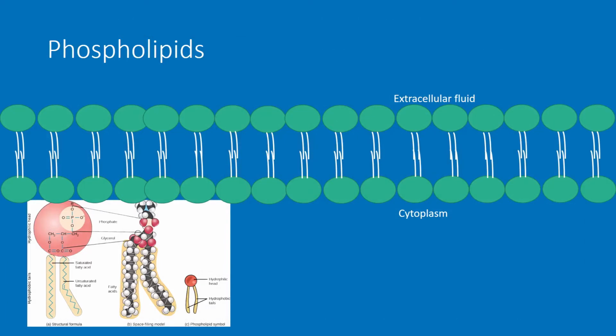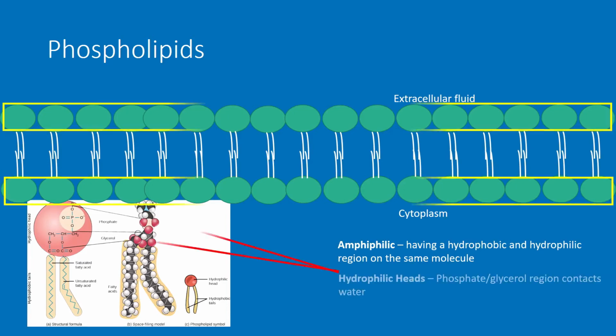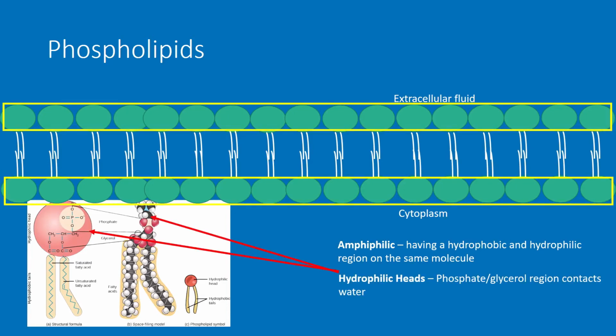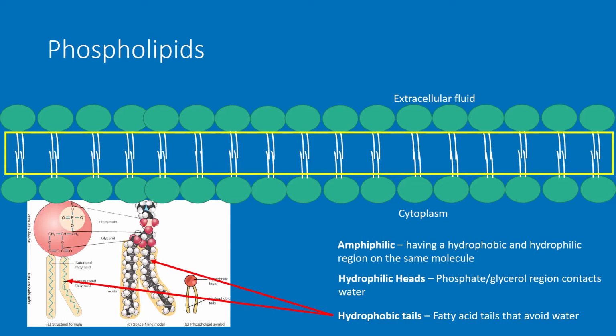We'll start with phospholipids. Phospholipids make up the majority of the plasma membrane. Being amphiphilic, they contain both hydrophobic and hydrophilic components. Hydrophilic heads are made up of glycerol and a phosphate. These are able to come in contact with the aqueous fluid of both the cytoplasm on the inside of the cell and the extracellular fluid on the outside of the cell. That's because phosphate is charged and polar, which is similar to water. Hydrophobic tails are made up of saturated and unsaturated fatty acid chains, which are uncharged and nonpolar. Therefore, they don't mix with water.